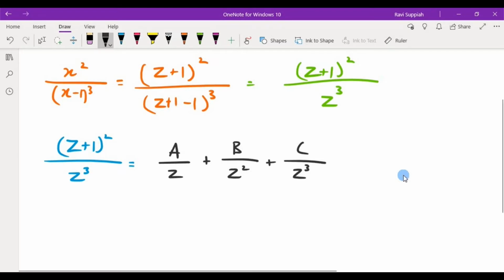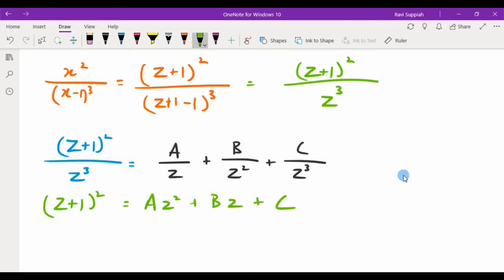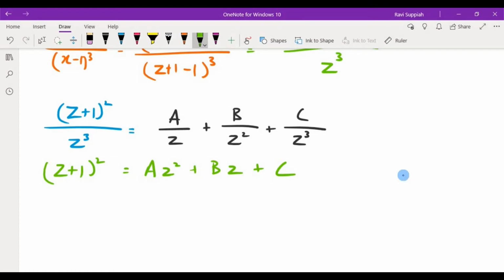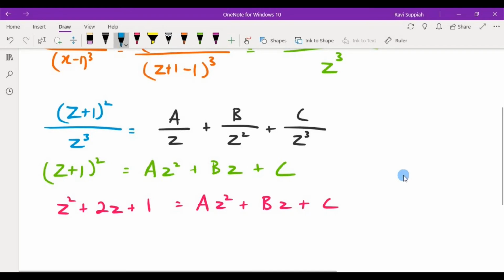If I were to multiply the left hand side by z cubed and the right hand side by z cubed, what I would have is z plus 1 squared equals a z squared plus b z plus c. All right, let me proceed to expand the left hand side. So on the left hand side, I have z squared plus 2z plus 1 equals a z squared plus bz plus c. By comparing coefficients, you can see that the constant here is 1 on the left hand side, and on the right hand side is c. So this implies that c is equal to 1.